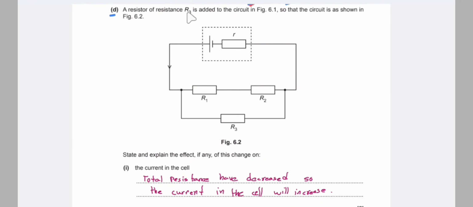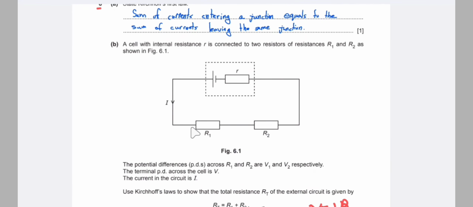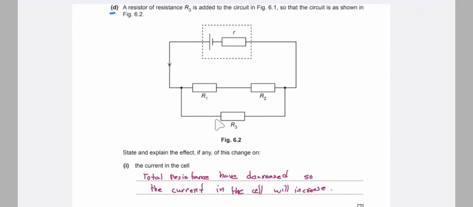D. The resistor R3 is added to the circuit in 6.1, so that the circuit is as shown in 6.2. This is the overall circuit after the third resistor is added. This is our initial circuit, and now a third resistor is added. State and explain the effect, if any, of this change on the current of the cell. So what is the effect of this resistor on the current?